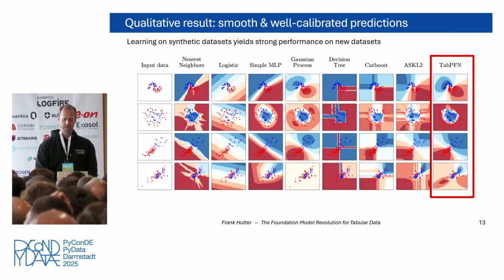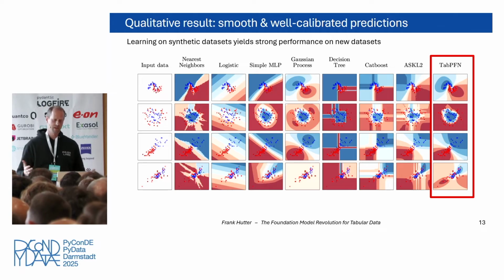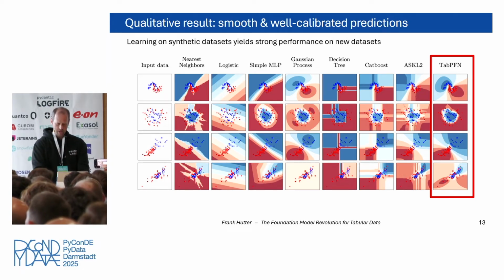Qualitatively, it gives smooth and well-calibrated predictions. So here are some toy scikit-learn data sets. That's the half-moon data set. You see just very smooth predictions compared to, for example, XGBoost, which gives you very axis-aligned predictions, as trees would. But yeah, away from the data, you get more uncertain, etc.